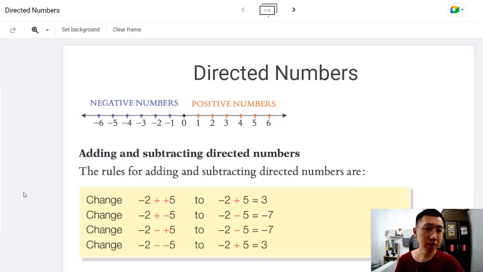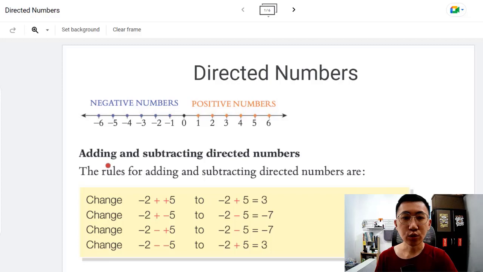So whenever we talk about directed numbers, it's actually the numbers that have the negative numbers, or we call them integers, right? So here is the recap that we have to understand for the addition and subtraction of the directed numbers. So let me show you.